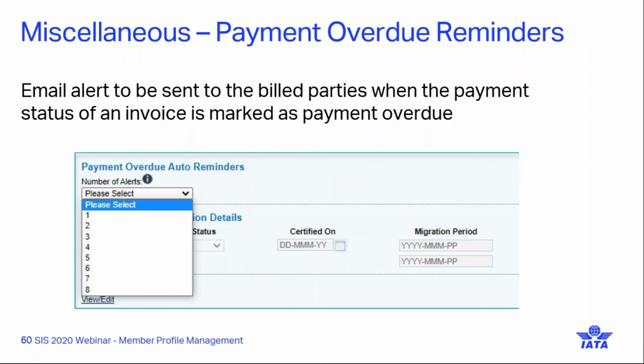Finally, a very important feature that miscellaneous offers and that we kindly invite you to make use of are the payment overdue reminders. These are reminders that you can choose only if you are participating in the payment status functionality, only if you have that activated. So these are email alerts that will be sent to the billed parties when the payment status of an invoice is marked as payment overdue. These alerts can be sent, as you can see here, up to 8 alerts, and the first alert will be sent 30 days after the payment overdue of that invoice, and the second will be sent again after 30 days with the 30 days option.